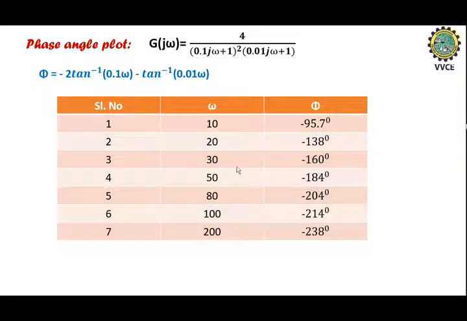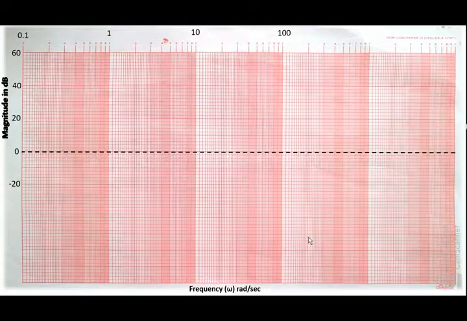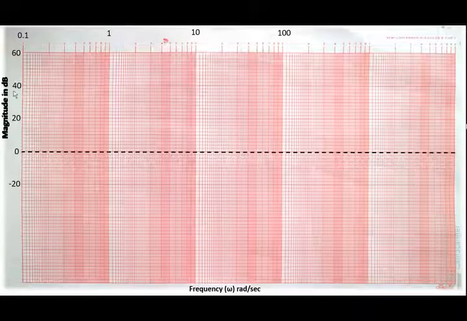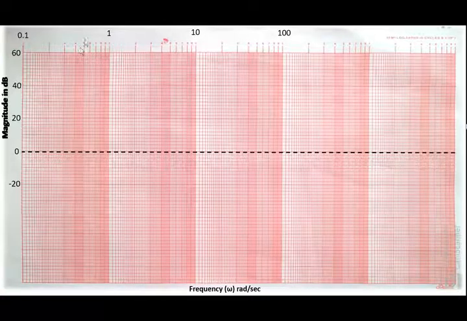For different values of omega, we calculate phi, that is the angles, by using this expression. Substituting for the first case, minus 2 tan inverse of 0.1 into 10, minus tan inverse of 0.01 into 10, we get the phase angle as minus 95.7 degrees. Similarly, in place of omega, replace 20, 30, 50 and find the corresponding angles. So this is the semi-log sheet. I am considering the same axis and same scale, so 10 divisions will be equal to 20 dB, and here also the same scale starting from 0.1 till infinity.